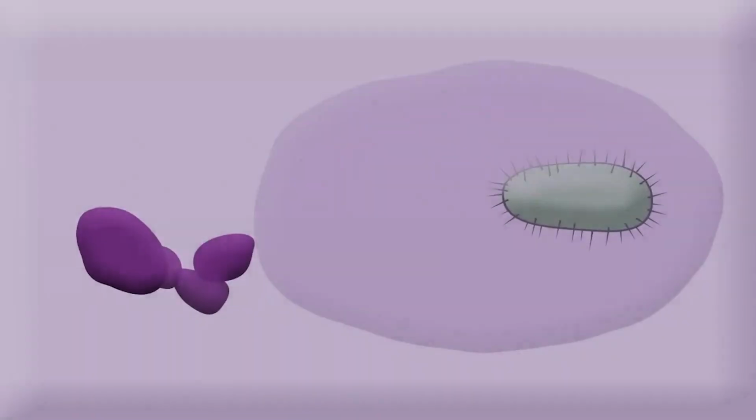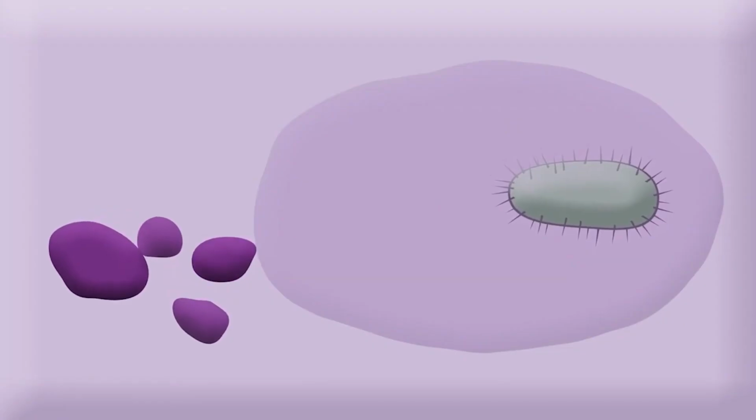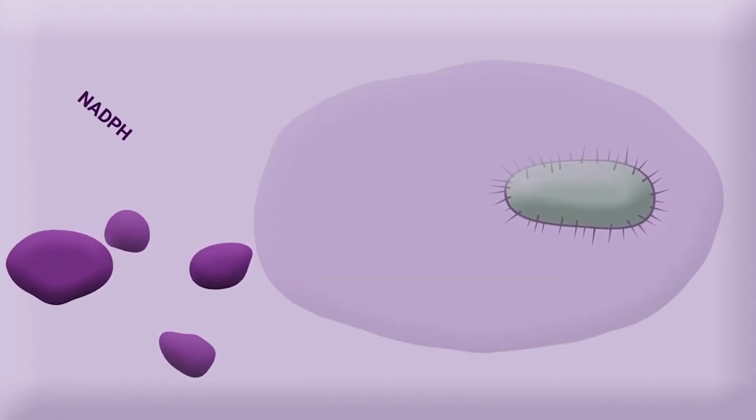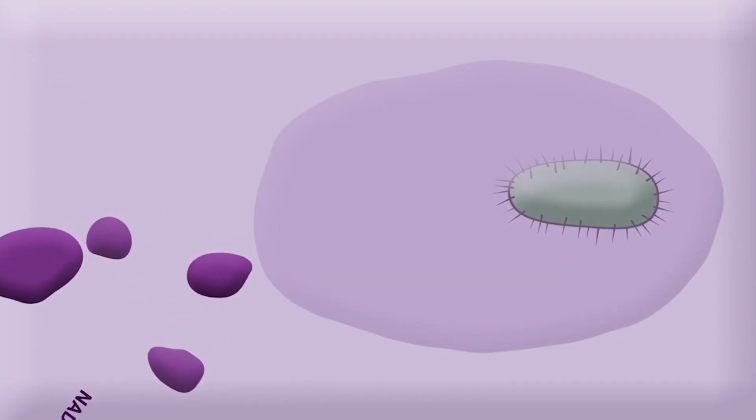In chronic granulomatous disease, people are missing one of these proteins, so they can't make the bleach. They have trouble killing the bacteria inside the cell. And chronic granulomatous disease is just like it says.